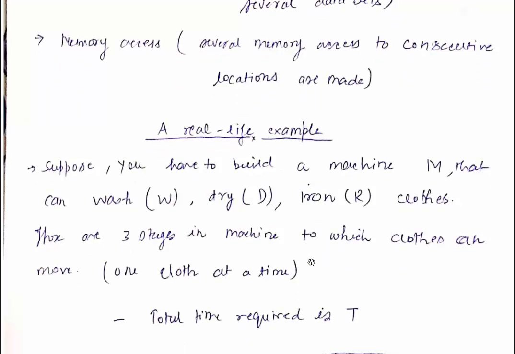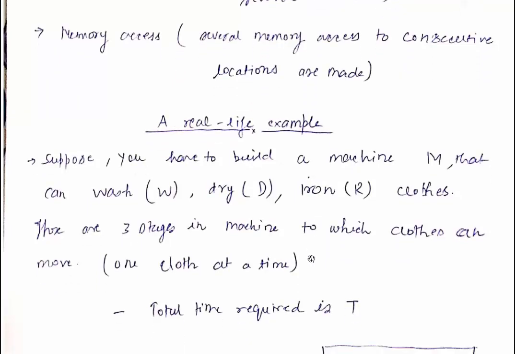So there are three stages in the machine to which clothes can be fed. But please remember this very carefully: one cloth at a time. More than one cloth cannot be fed into a particular stage. That is the assumption I am taking, and you have to remember it. That means in any unit or any stage, you cannot put more than one cloth at a time.